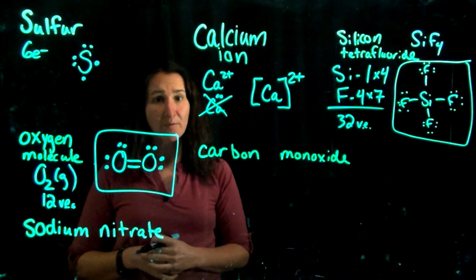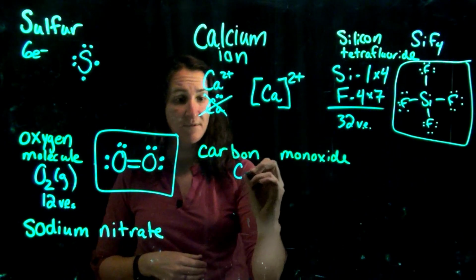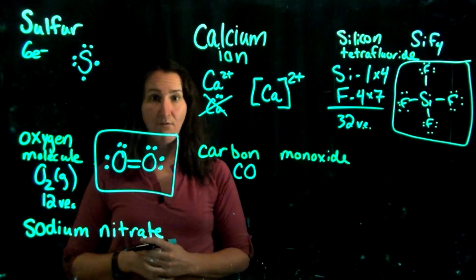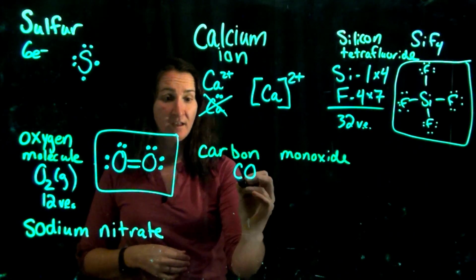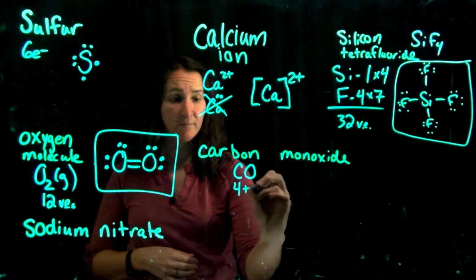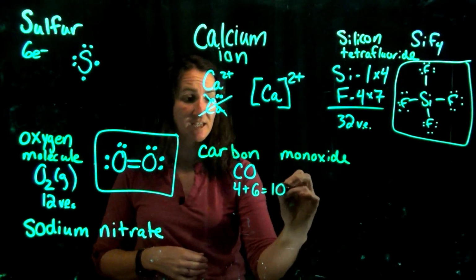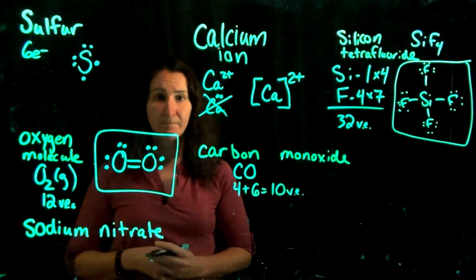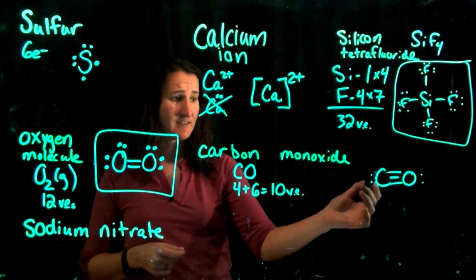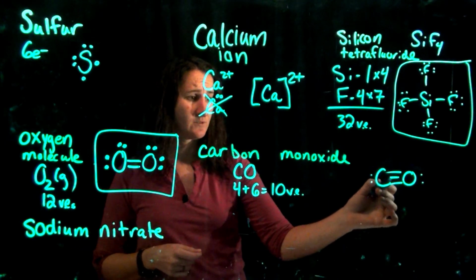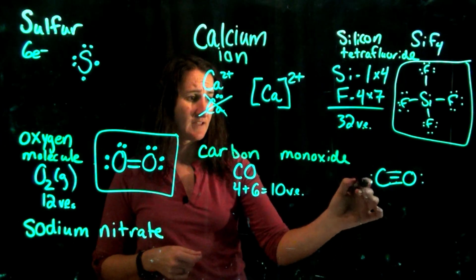Okay, next is carbon monoxide. So we've got carbon monoxide, CO. How many electrons are available? This carbon donates 4 plus 6 for oxygen, means I have 10 valence electrons available. So what if we try drawing it like this? Carbon, 1, 2, 3, 4, 6, 8, 9.